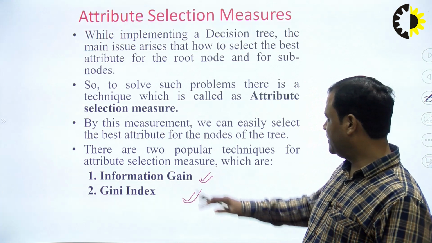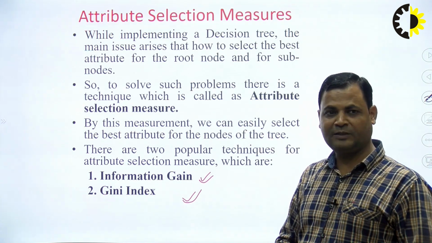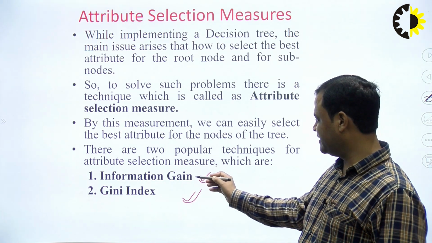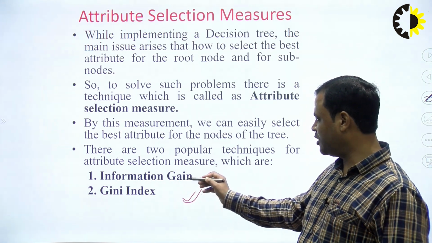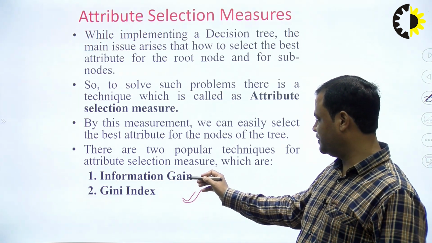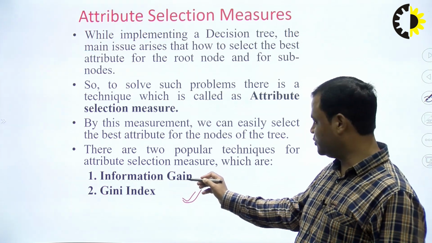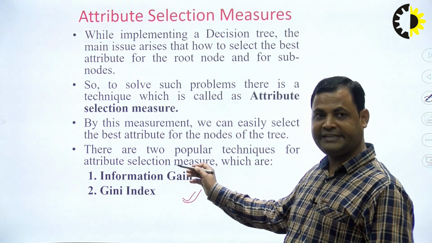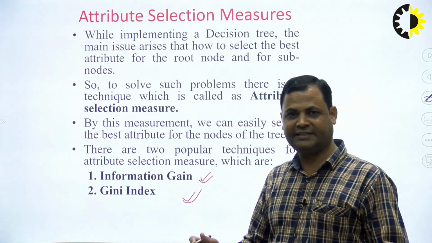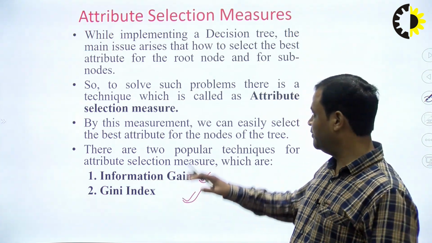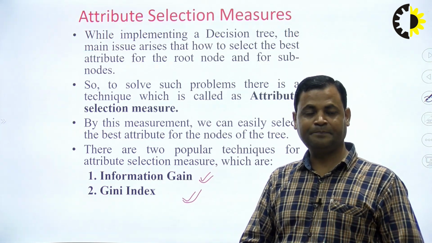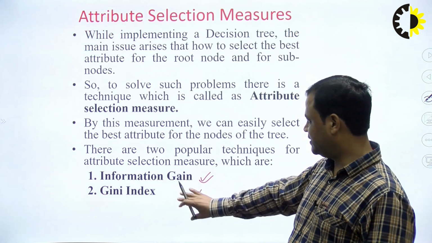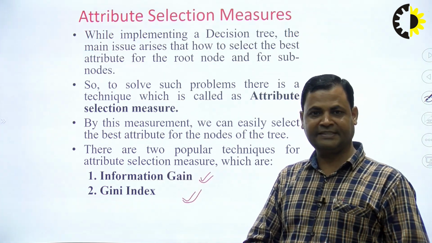In this particular lecture, we will go up to this point. In the next lecture, we will see what information gain is, what the Gini index is, how information gain is to be chosen in order to create the decision tree, and how the Gini index needs to be computed in order to create the decision tree. So up to now, we have seen the attribute selection measure, and in subsequent lectures, we will see further study about information gain and Gini index.